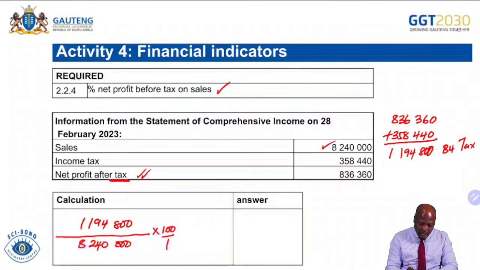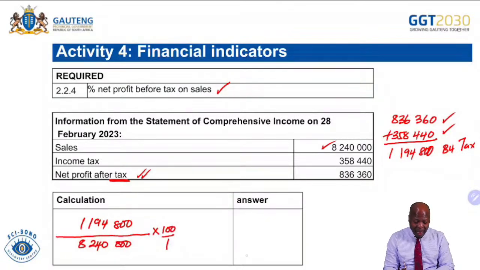So I'm going to repeat again. It is 1,194,800. And how did I get this? I added these two amounts. So I would encourage you that all calculations must be shown in the answer book, and that your answer must be shown in this final answer column.